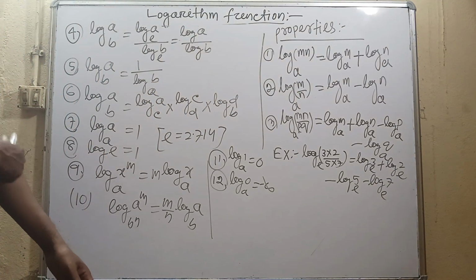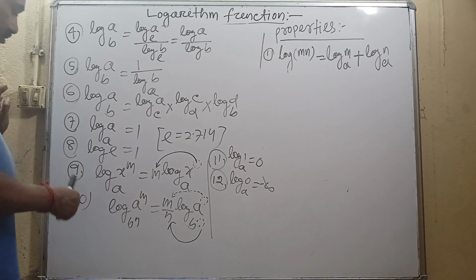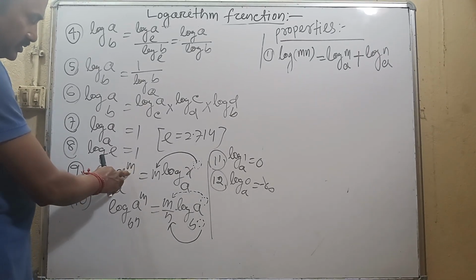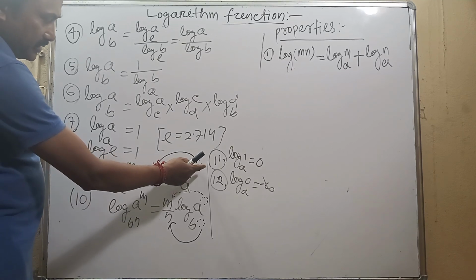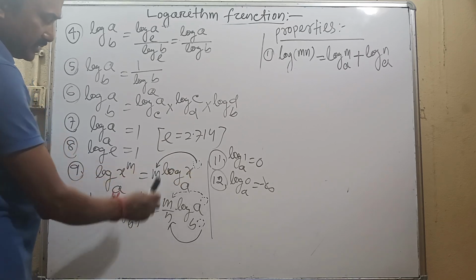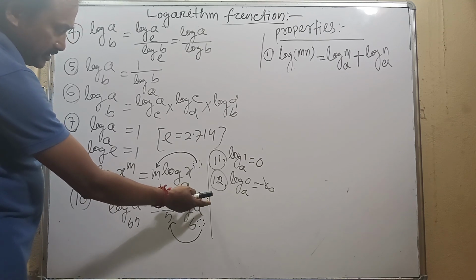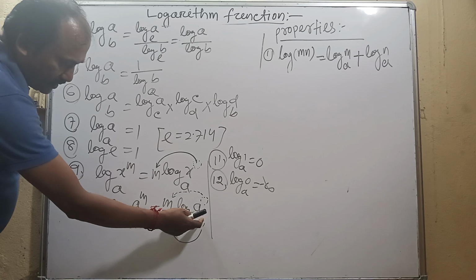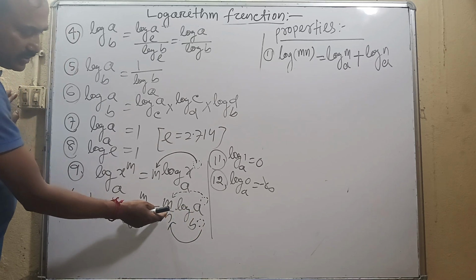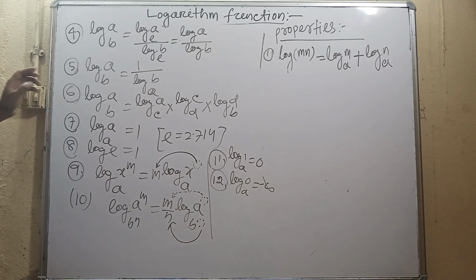So how to prove log m into n base a? Here, property number 9: this is the power, here this is the m, you can take it outside the logarithm. That means m into log x base a. Similarly, a to the power m: the power m is taken outside the logarithm. Again b to the power n is also taken outside the logarithm. Then divide, m by n, that means log a base a. Now prove that first one.